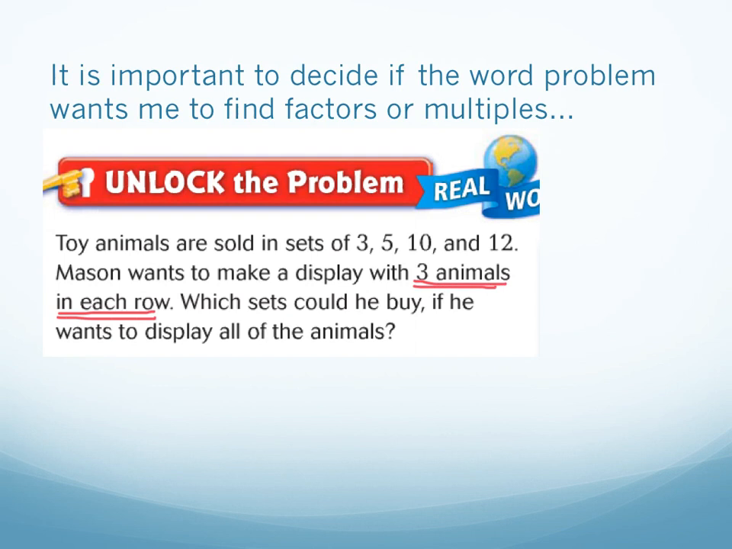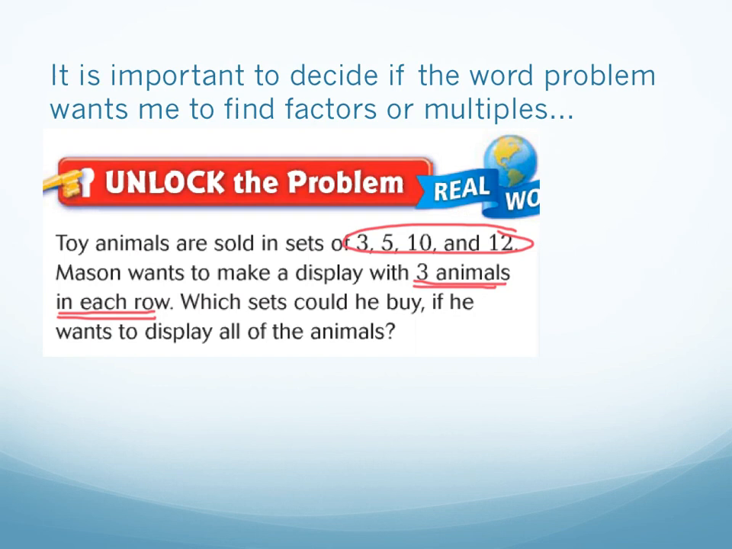Because I know he can buy them in sets of 3, 5, 10, and 12. And I need it to be a multiple of 3 for him to use all of his animals and display them in rows of 3. That means that I need to know if 3, 5, 10, and 12 are multiples of 3.